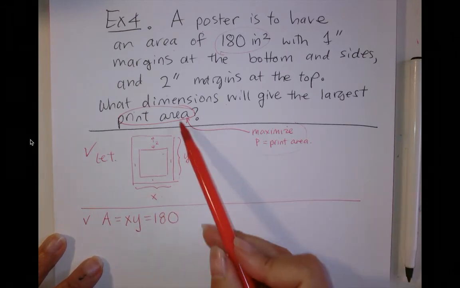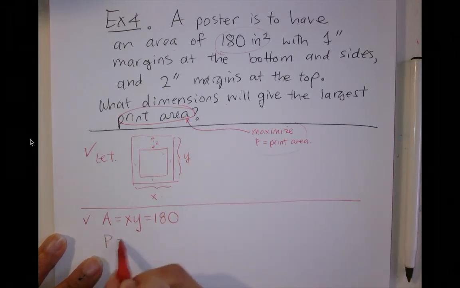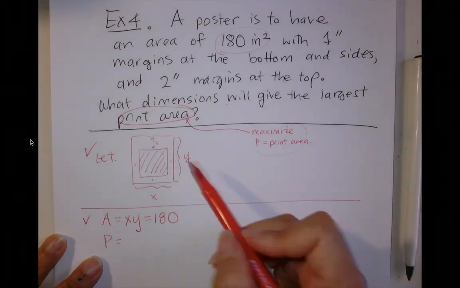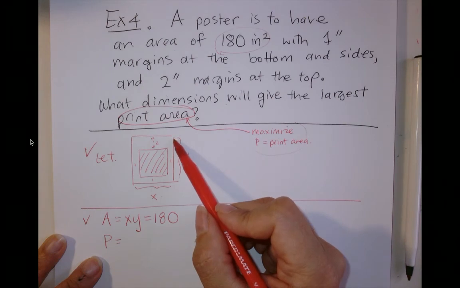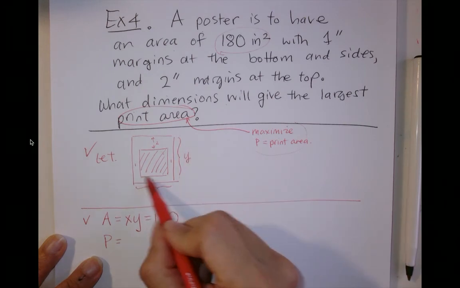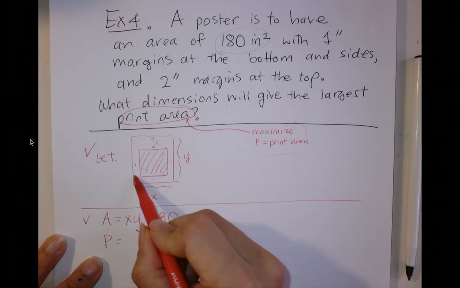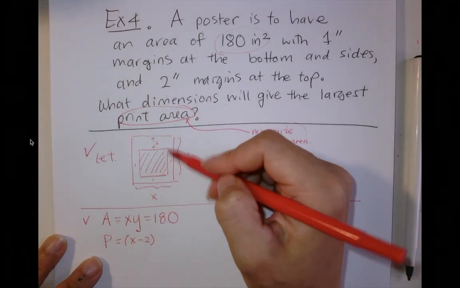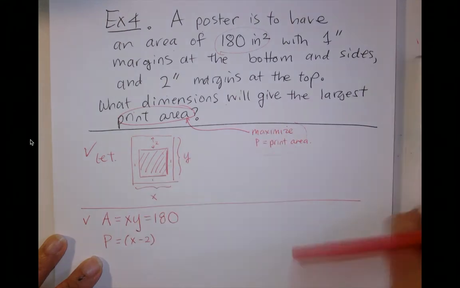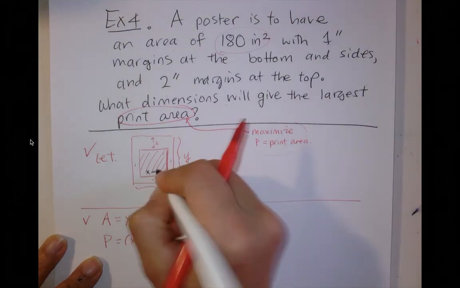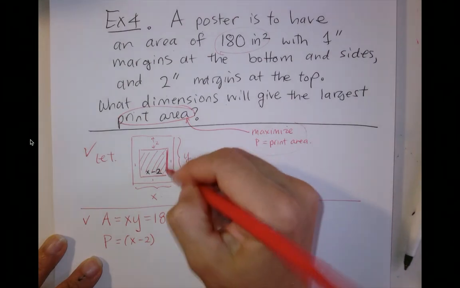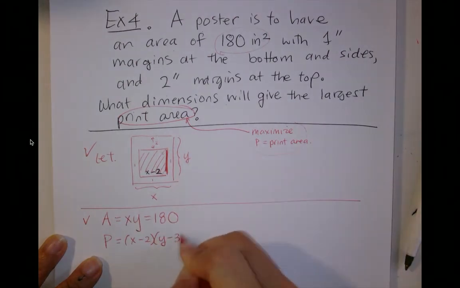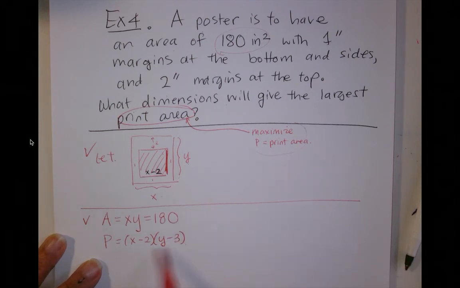Now the print area, let me call that P. The print area is just this area in here. And we can see that the width of the print area is going to be x, but I have to subtract the margins, so x minus 2. The length of the print area is going to be this length, and it's going to be y minus 3, it looks like. And this is what we want to optimize.